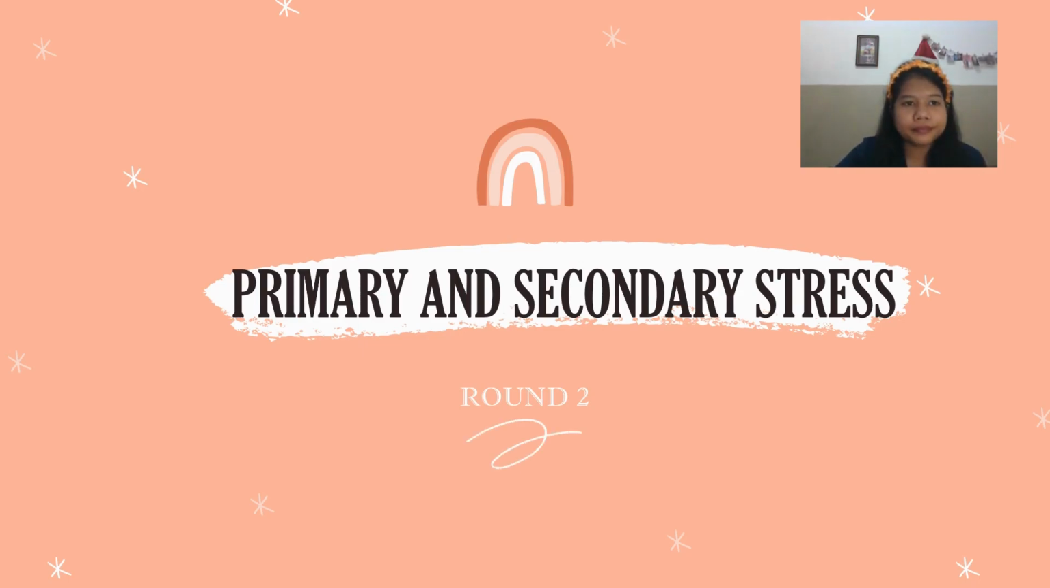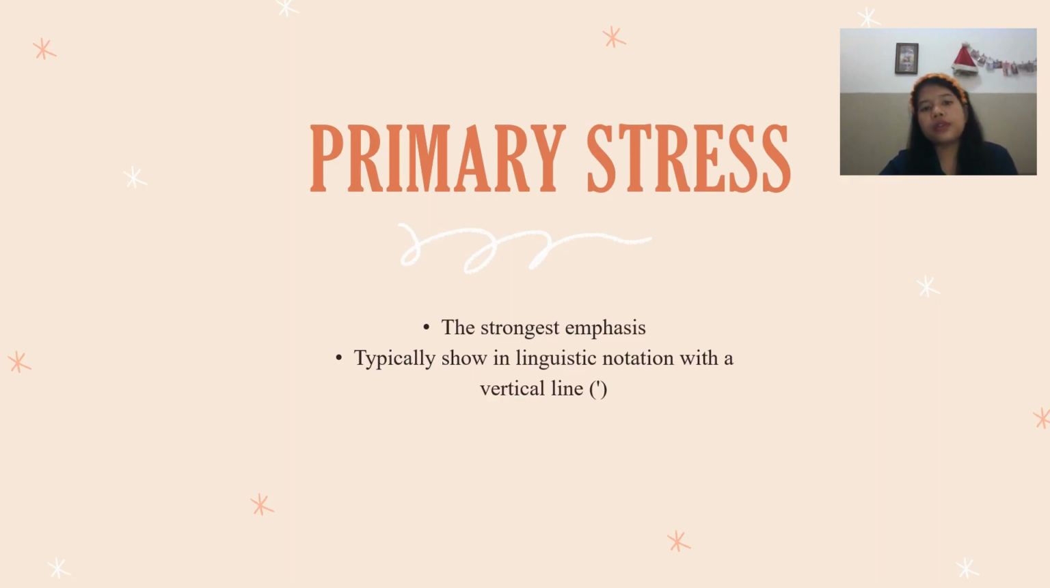Round two. In round two, the first thing we're going to talk about is primary stress. Primary stress is the strongest emphasis placed on a particular syllable within a word. Typically, primary stress is shown in linguistic notation with a vertical line. I believe you have seen the line like this, or sometimes we call it an apostrophe, and that typically shows the notation of primary stress.